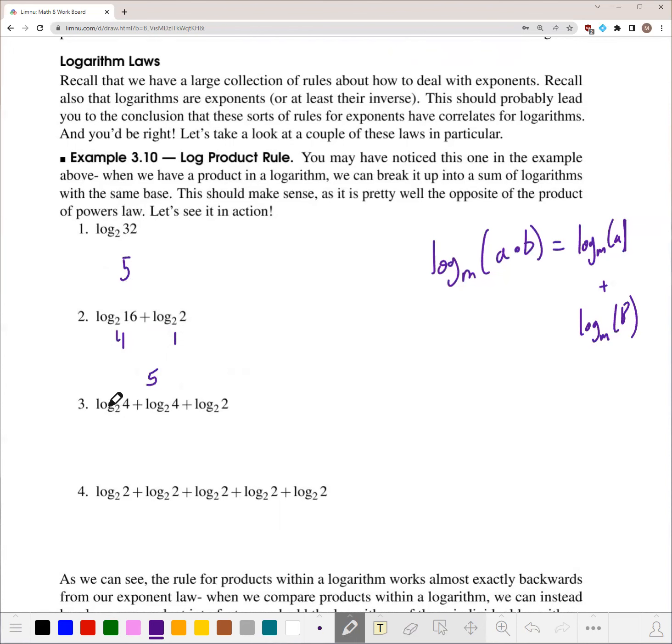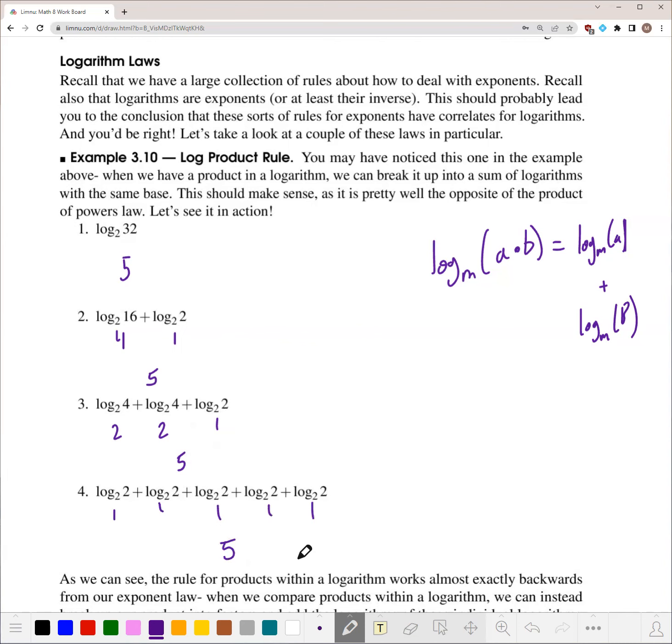Let's see if this adds up. Well, log base 2 of 4 is 2, and that's 2, and that's 1. So that gives us 5. Nice. 2 multiplied by itself 5 times, that's 2 to the power of 5, which is 32. And this is 1 plus 1 plus 1 plus 1 plus 1. Yay, it equals 5. Look at that. Isn't that a really cool relationship?